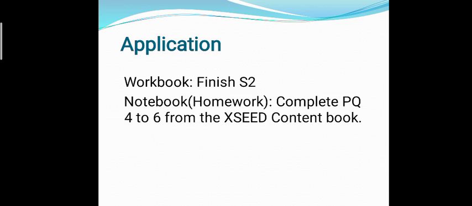Now after learning all this, you have to finish your S2 of the volume book and send its picture to me, and complete your practice questions 4, 5, 6 in your science notebook.